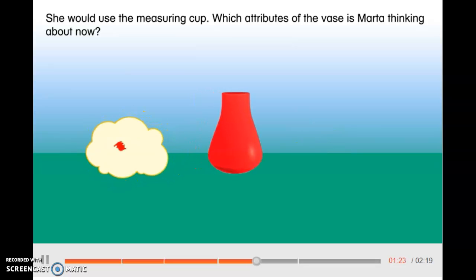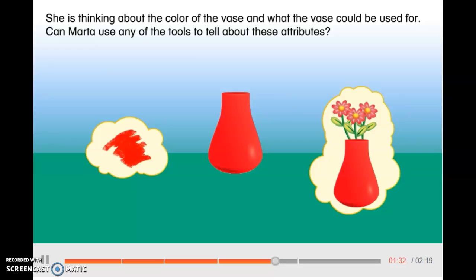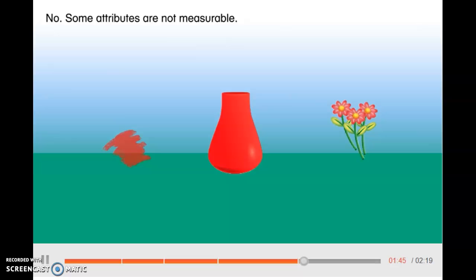Which attributes of the vase is Marta thinking about now? She is thinking about the color of the vase and what the vase could be used for. Can Marta use any of the tools to tell about these attributes? No, some attributes are not measurable.